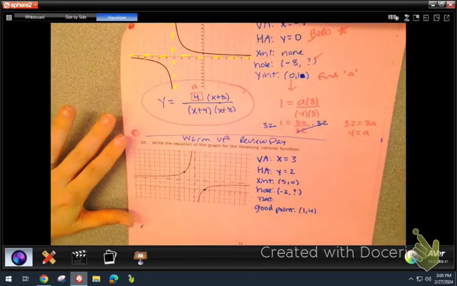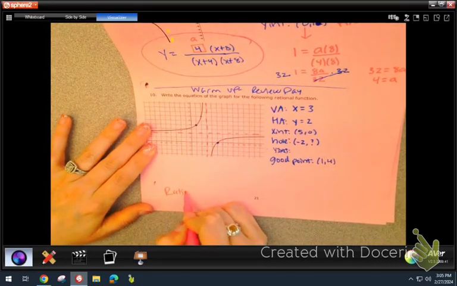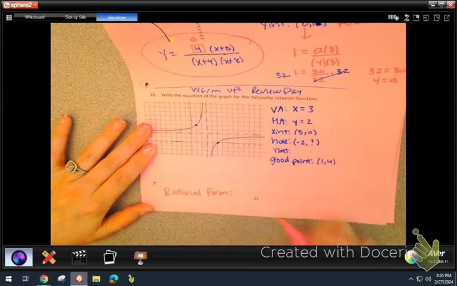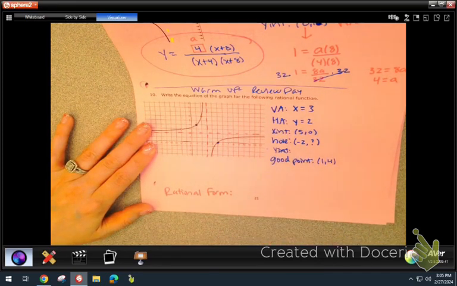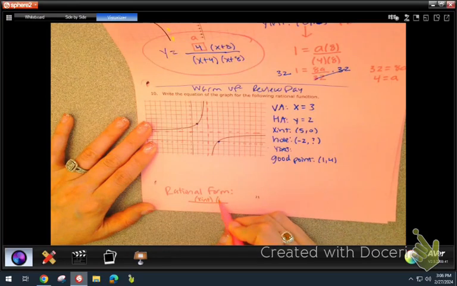Now let's review. In rational form, you don't have to write this down if you really know this, but I'm just going to talk through it one more time. In factored form, which is how I want you to write these equations, you only have certain things that are factors. What are they? X-intercepts are factors in the top. Holes, if there is one in the graph, are a factor in the top and the bottom.